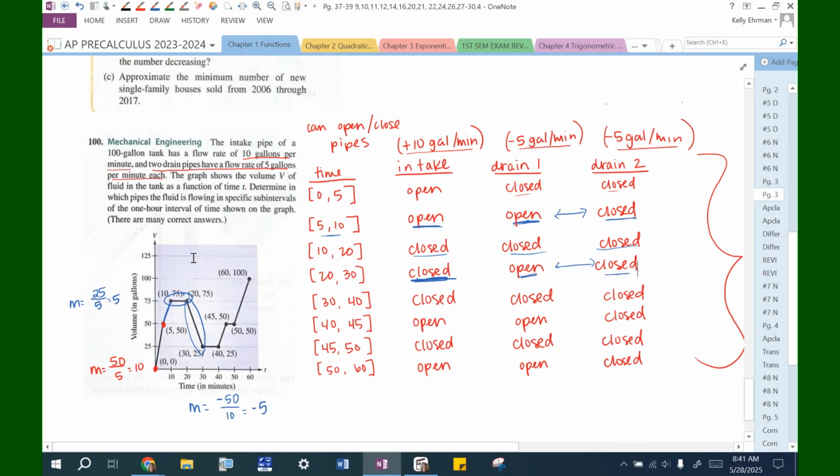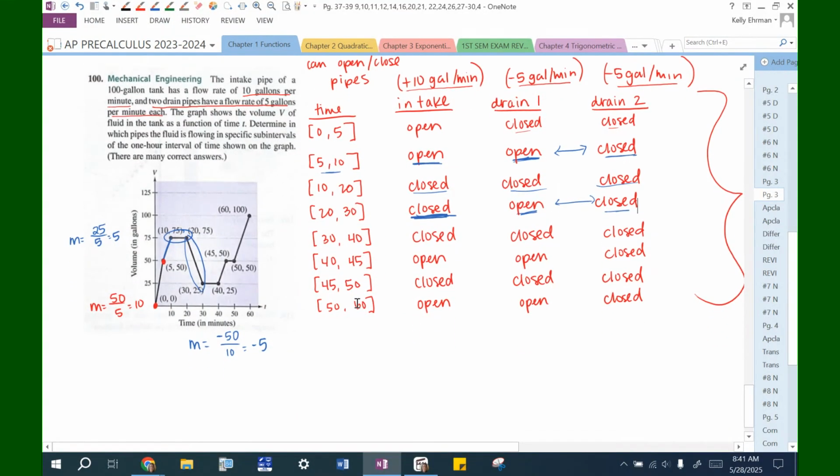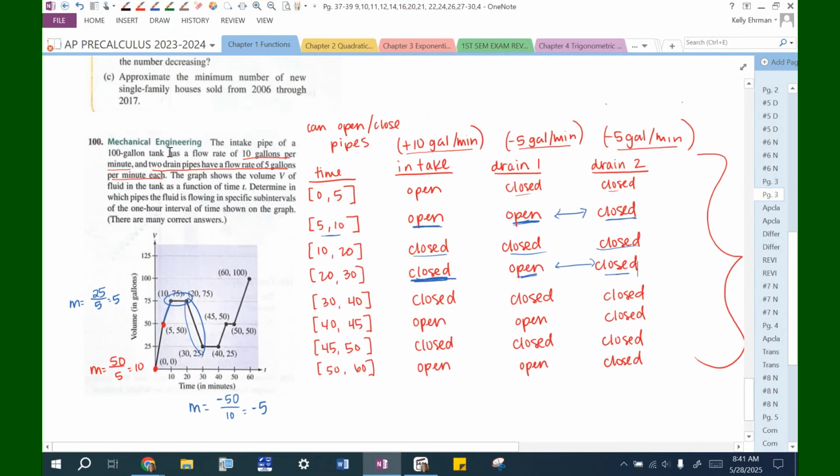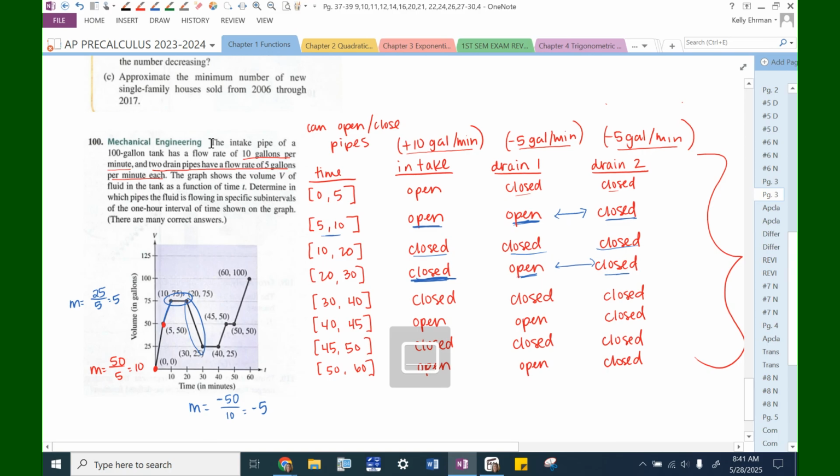Okay, so you're just looking at the slope and figuring out how can I make that net value with the numbers 10, negative 5, and negative 5. Hopefully that helps. They're calling this a mechanical engineering problem. So you're kind of thinking outside of the box, just trying to get you to think creatively. I thought that was a pretty good practice.